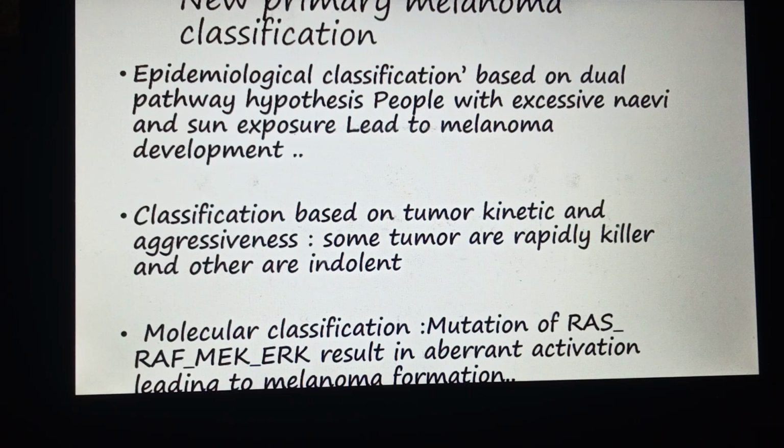Number two is the classification based on tumor kinetics and aggressiveness. Some tumors are very rapidly killing, while others are indolent. The third classification is the molecular classification. In this classification, mutations of RAS, RAF, MEK and ERK result in aberrant activation, leading to melanoma formation.